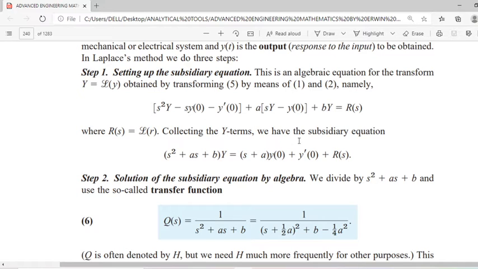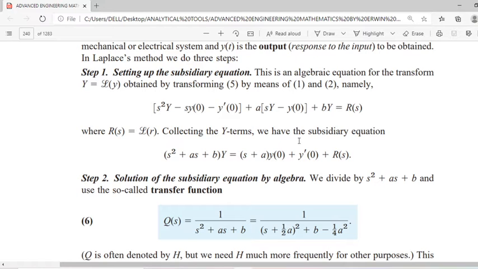So we have to find the value of Y. We divide by s square plus a s plus b on both sides. So you will get Y equal to s plus a into y of 0 plus y dash of 0, plus R of s, divided by s square plus a s plus b. That is not given here, but at the same time you can think about that.